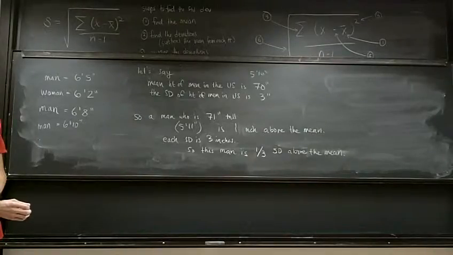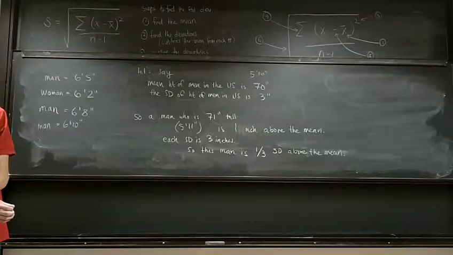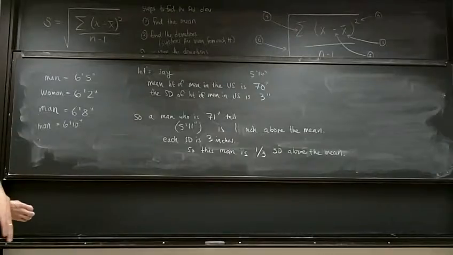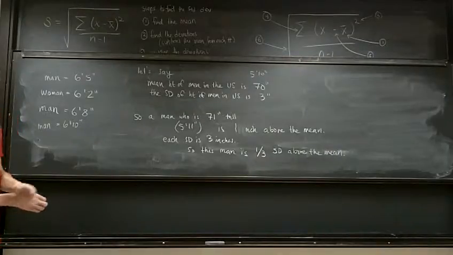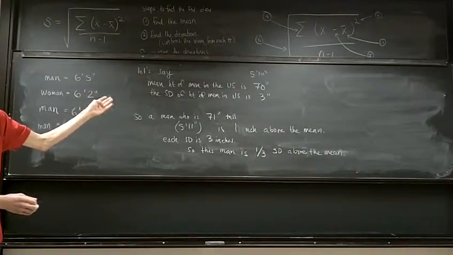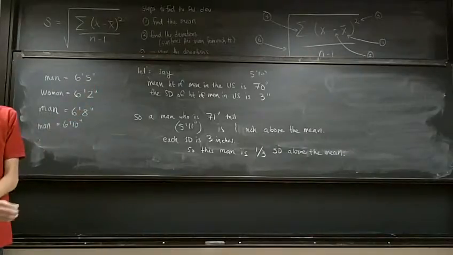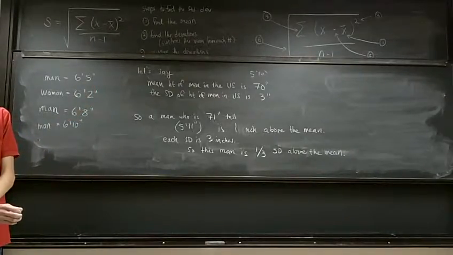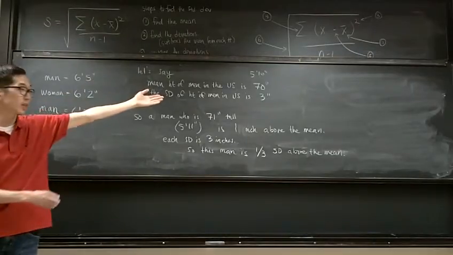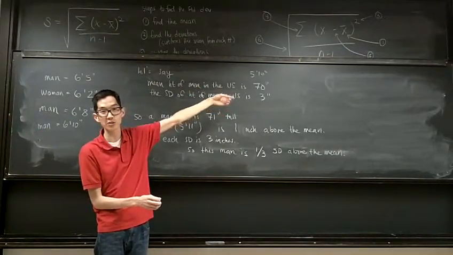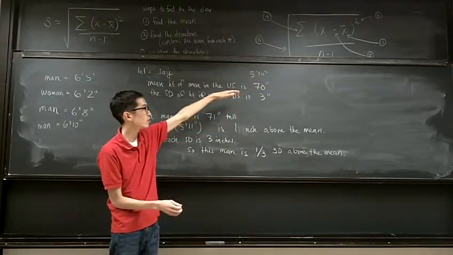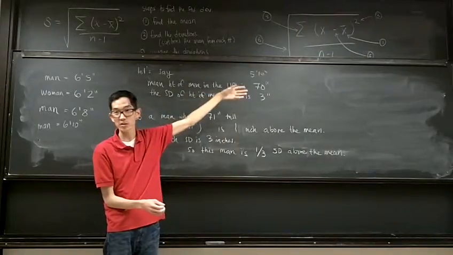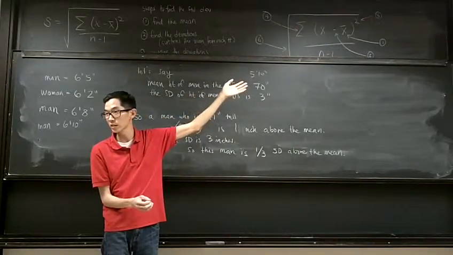So like, let's say that guy was 3 inches above the mean, he'd be 1 standard deviation. Yes. So if a man is 3 inches above the mean, he would be exactly 1 standard deviation above the mean. All right. If he is 1 standard deviation below the mean, how tall is this man? 5'7", or 67 inches, okay? If the mean is 70 inches and each standard deviation is 3 inches, and somebody was 1 standard deviation below the mean, he would be 70 minus 3, 67 inches, or 5'7", okay?